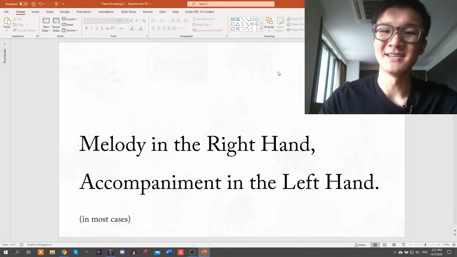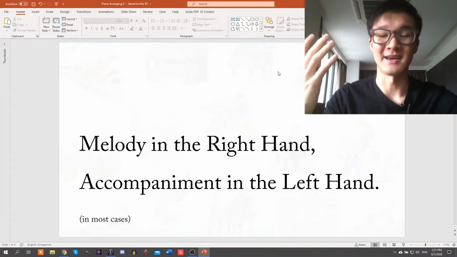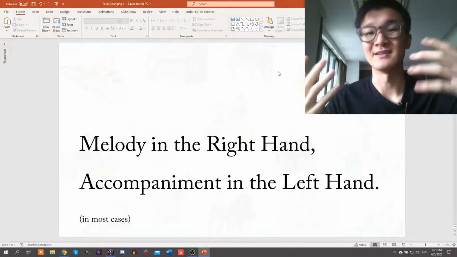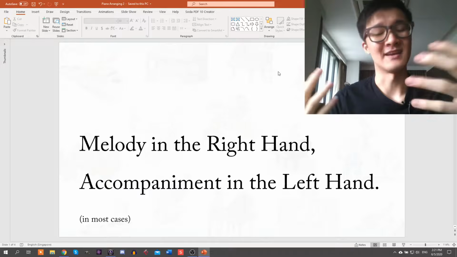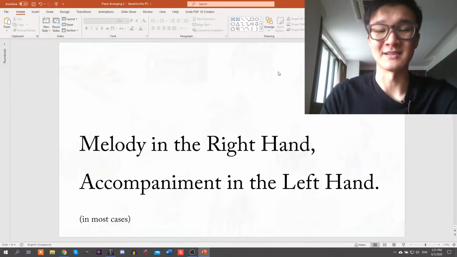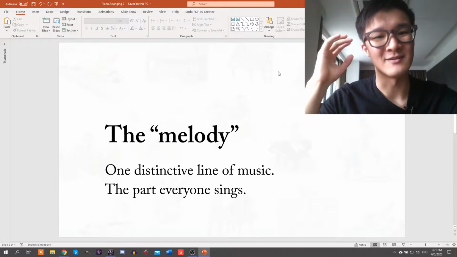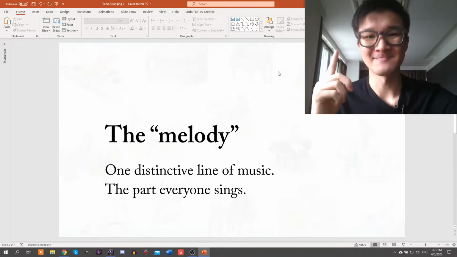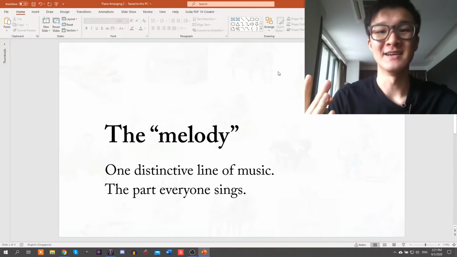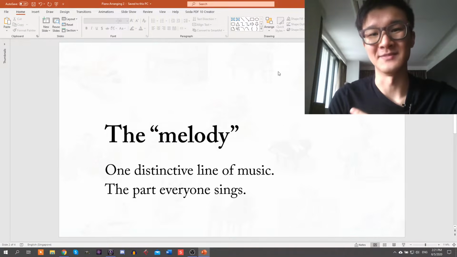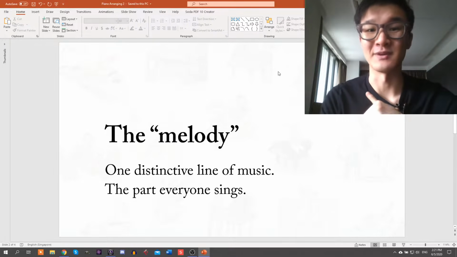Now, generally, melody is played in the right hand and accompaniment is played in the left hand. And some time should be spent on these terms, what exactly they mean. Well, the melody is one single line of music. It is the part that we all sing. It's, well, the part that's the most distinctive element of any kind of music we hear.